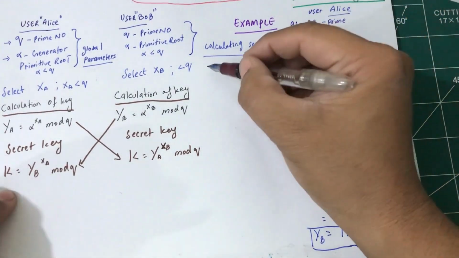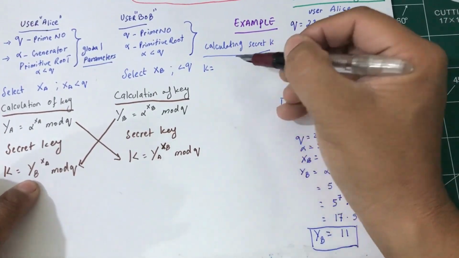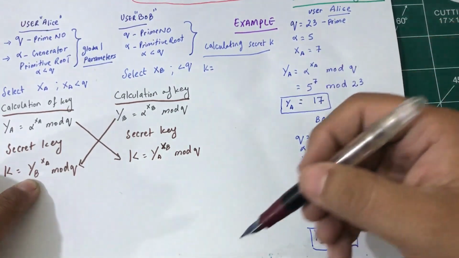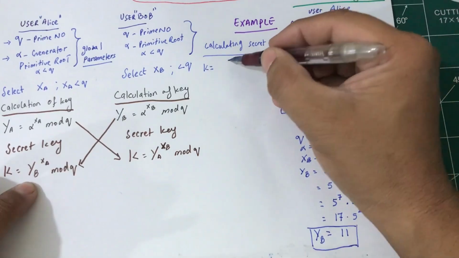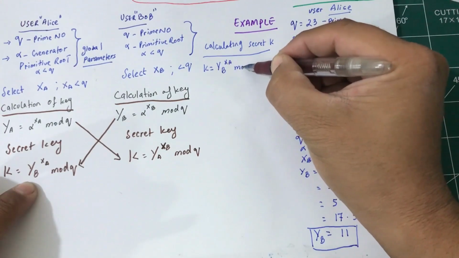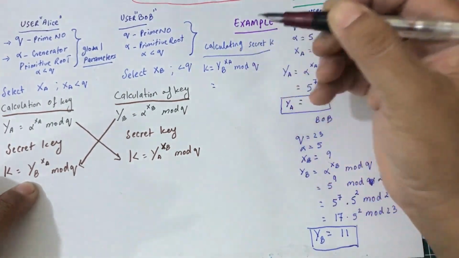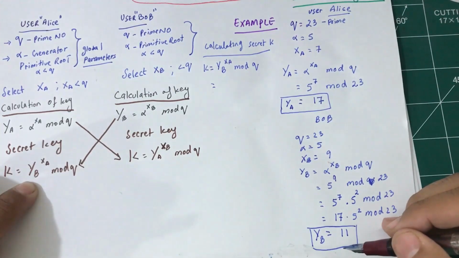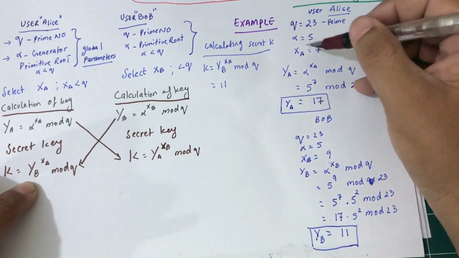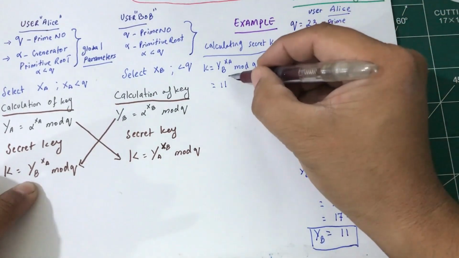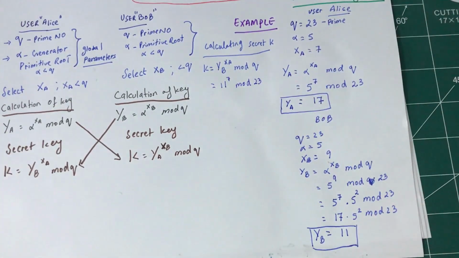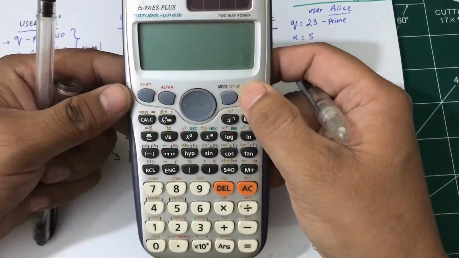Okay, so K is equal to YB. Alice will send this information to Bob, and this is what Alice is doing now. So this is YB raised to XA mod Q. Okay, so what is my YB that I received from Bob? That is 11 raised to XA. This is only known to Alice, which is 7 mod 23.